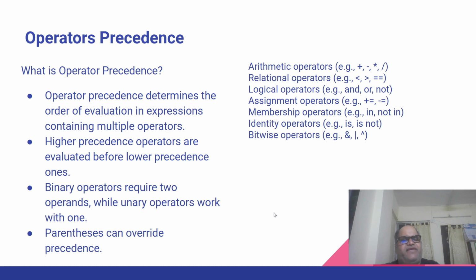So if you are facing a combination of these two, the unary one will be evaluated first, and everything can be overridden by putting a parenthesis around that.